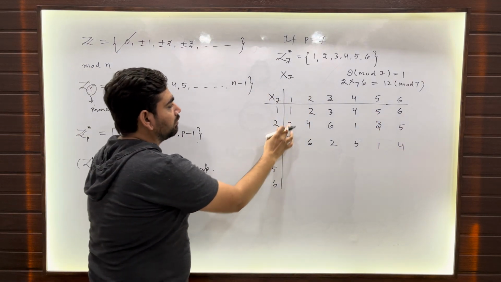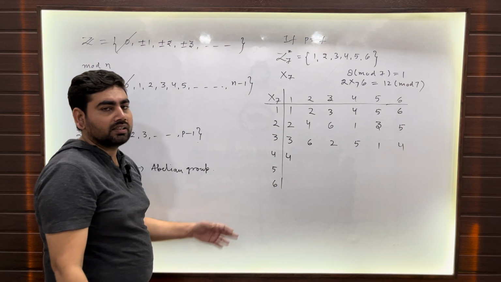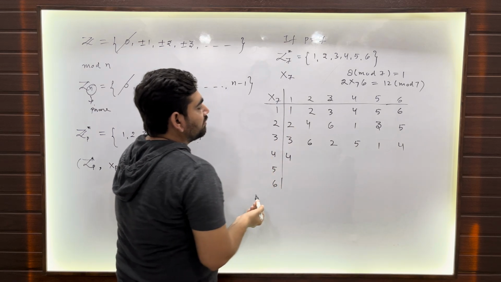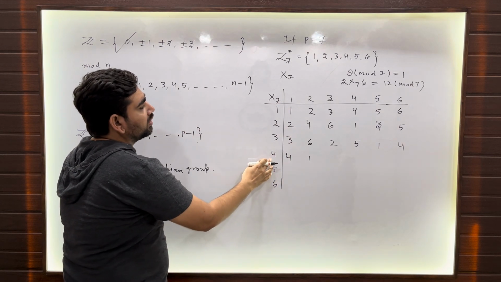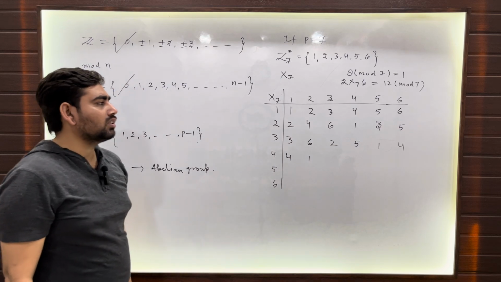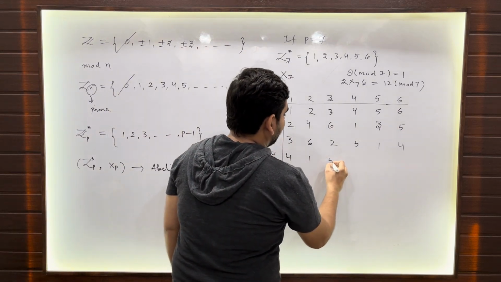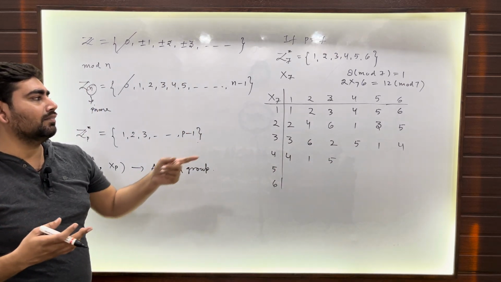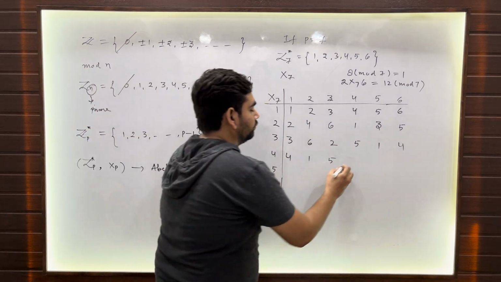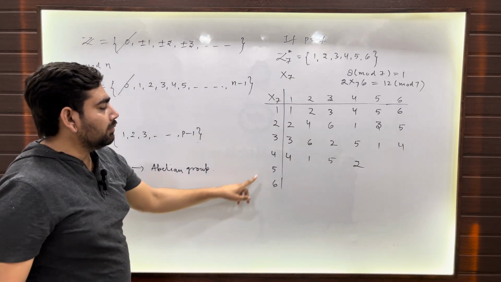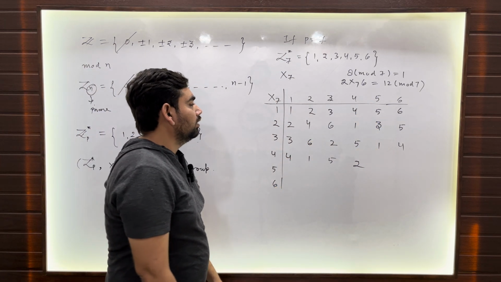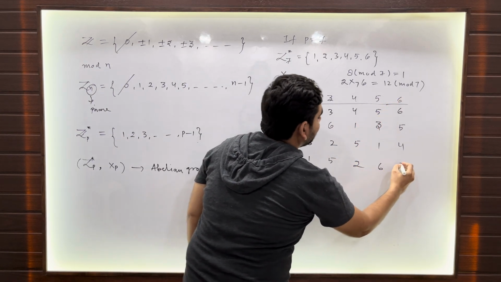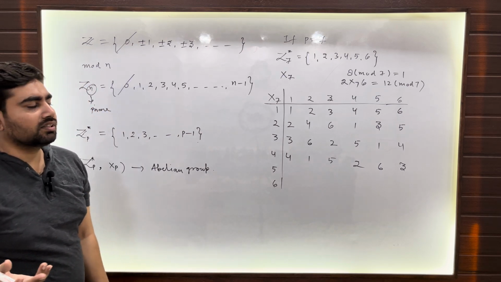Similarly, when 4 is multiplied by 1, we will get 4, which is less than 7, written as it is. 4 multiplied by 2, we will get 8, and under the modulo 7 system it will become 1. 4 multiplied by 3, we will get 12, and under modulo 7 it will become 5. 4 multiplied by 4, we will get 16. 16 on division by 7 will yield the remainder 2. Similarly, 4 multiplied by 5 will yield the remainder 6, and 4 multiplied by 6 will yield the remainder 3 under the mod 7 system.